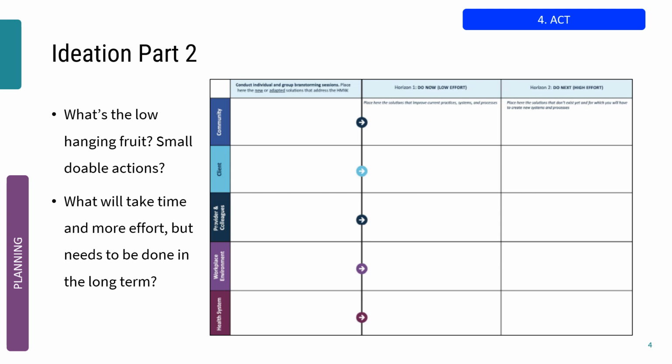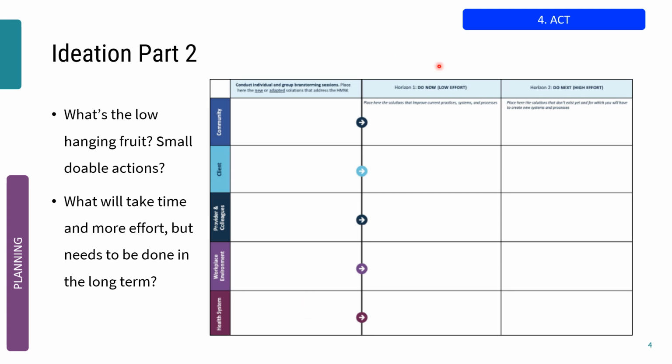So as a group, we look at the clusters, let's say for example in community, and there's 4 to 5 clusters, and you go through and reach a consensus considering what is the lower hanging fruit. Are there small doable actions? What will take more effort but needs to be done in the long term? And those are listed here in this line.